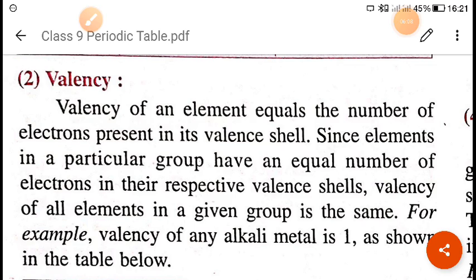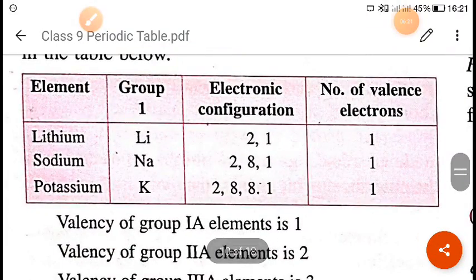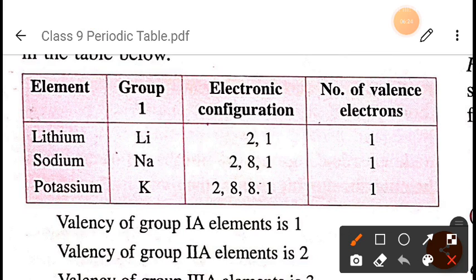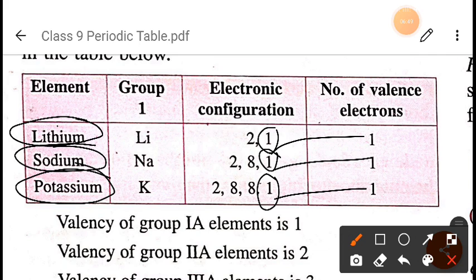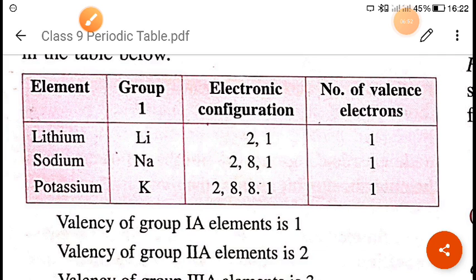For example, you can see the example of lithium, sodium and potassium. You will see that the electronic configuration of lithium is 2, 1, sodium is 2, 8, 1, and potassium is 2, 8, 8 and 1, right? Now, since the number of valence electrons is the same, one here, one here and one here also, its valency will be the same. As you can see, 1, 1 and 1, right? Some more examples are given, as you can see.